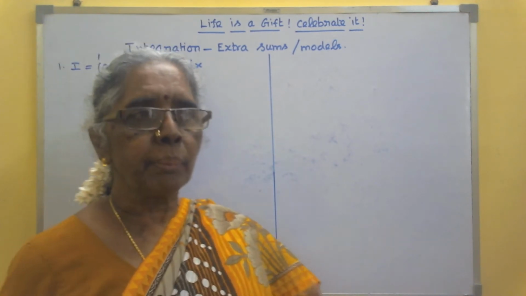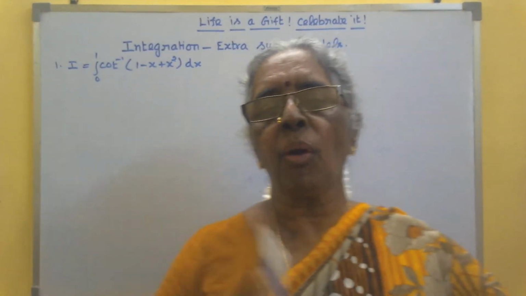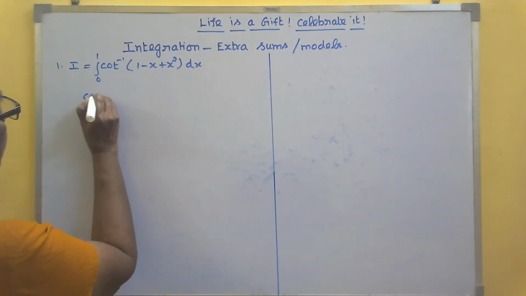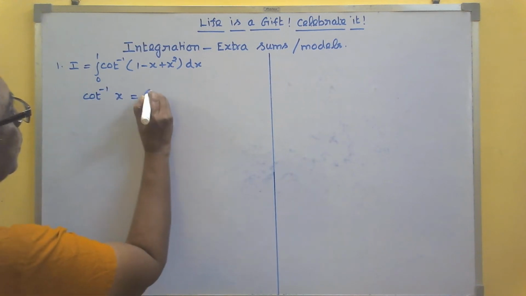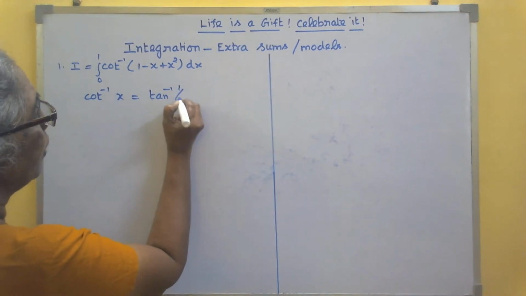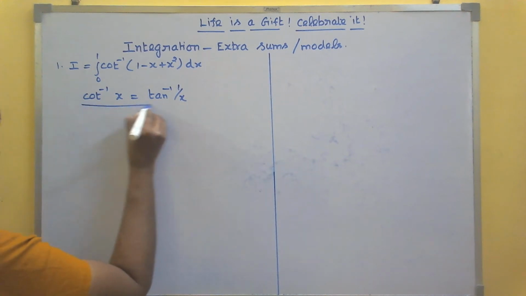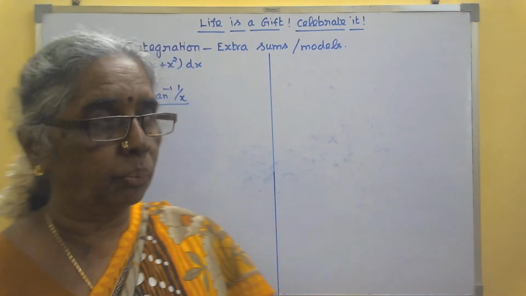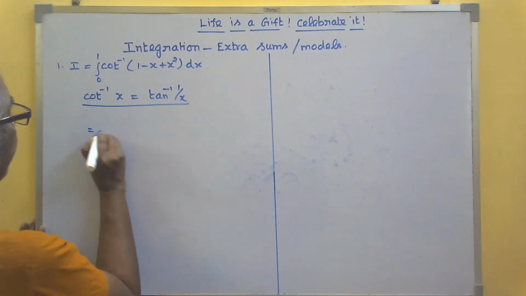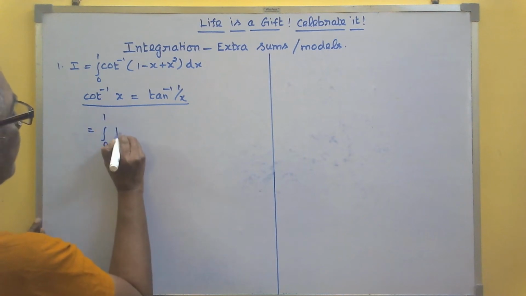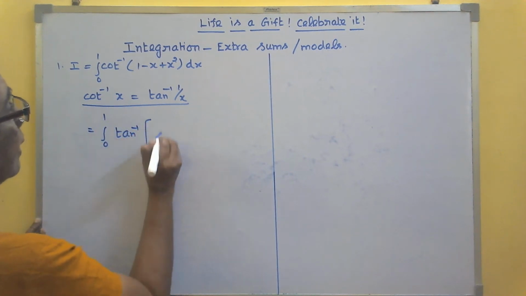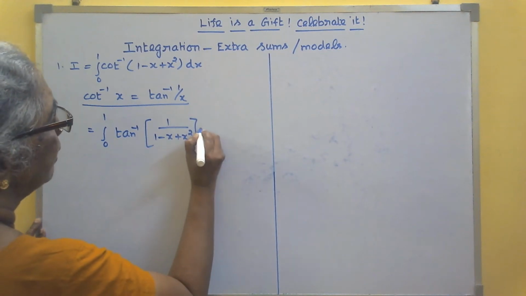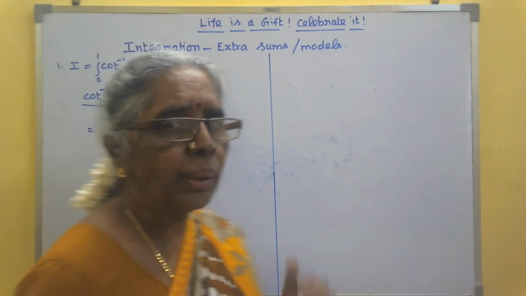Now you should remember some inverse trigonometric formulae and concepts to do this sum. You know cot inverse x is equal to tan inverse 1 by x and vice versa. So this is one inverse trigonometric concept or formula which you have to remember. Now I am going to write this as integral 0 to 1 tan inverse of 1 by 1 minus x plus x squared dx. Why do I do like this?